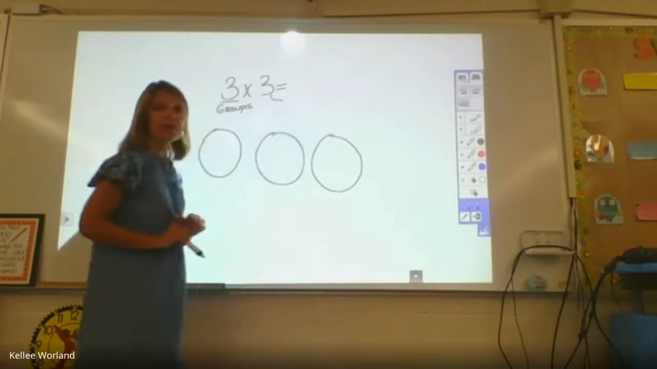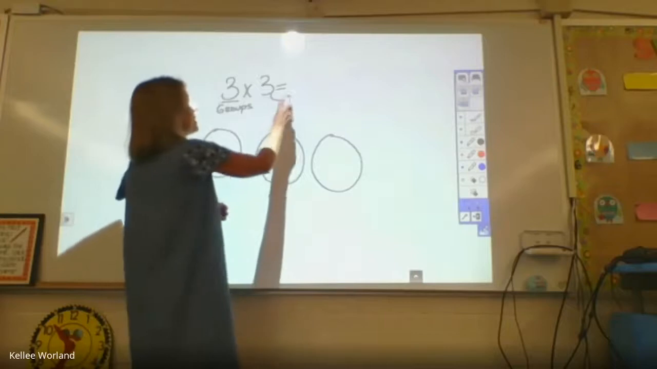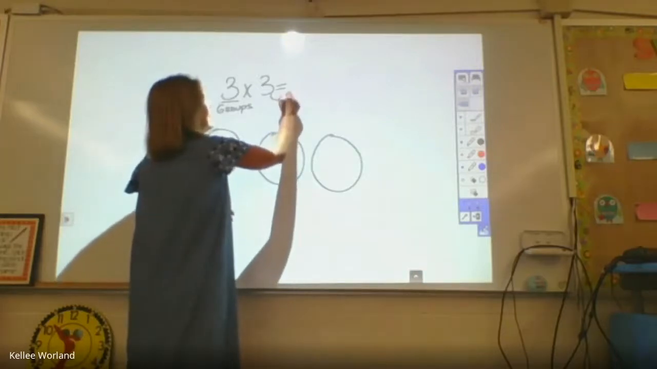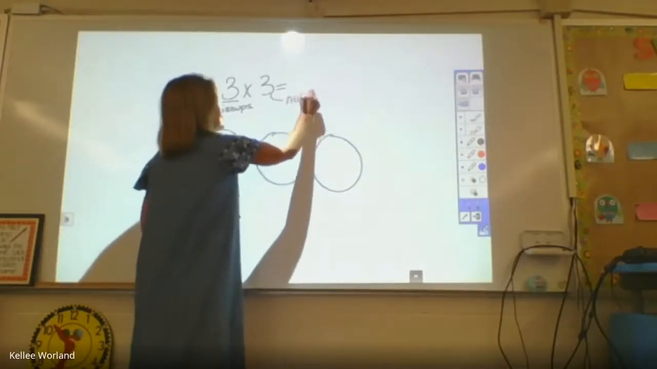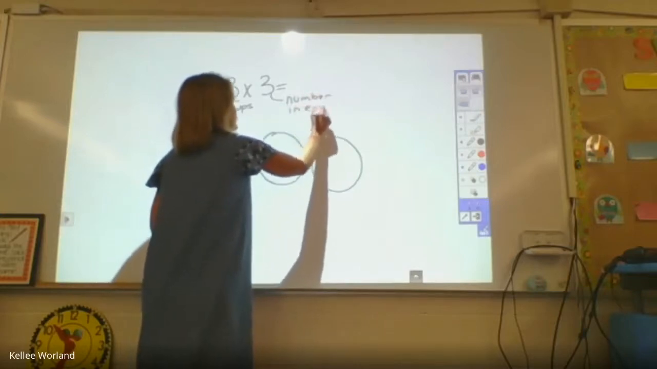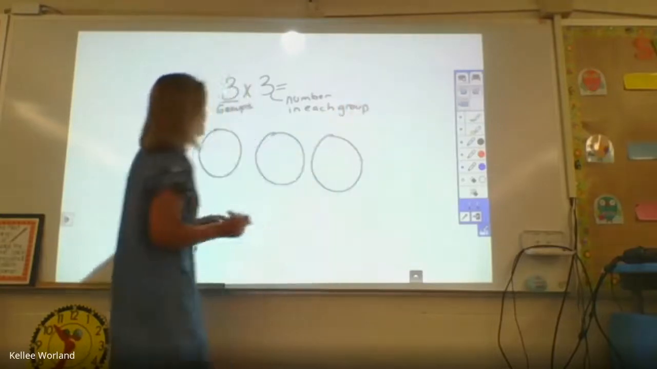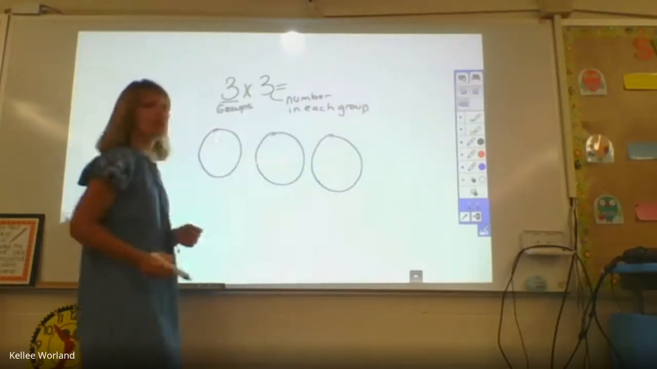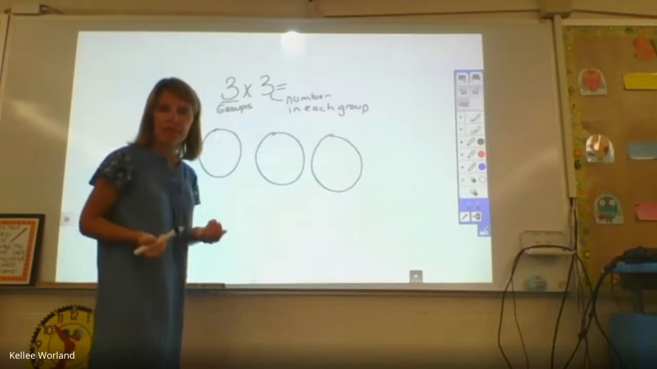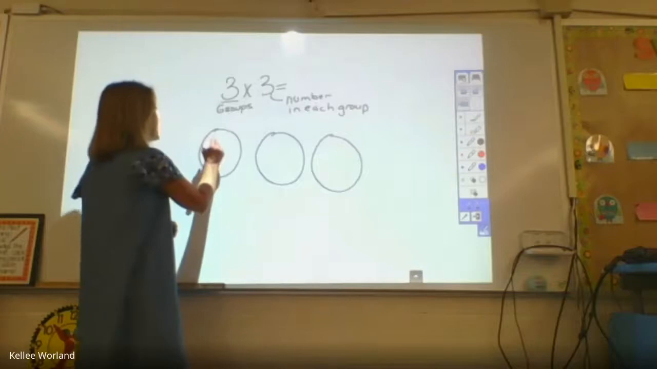This second number, what I multiply by, the 3, tells me the number in each group. So I have 3 groups, and how many am I putting in each group? That's right, I'm putting 3 in each group.